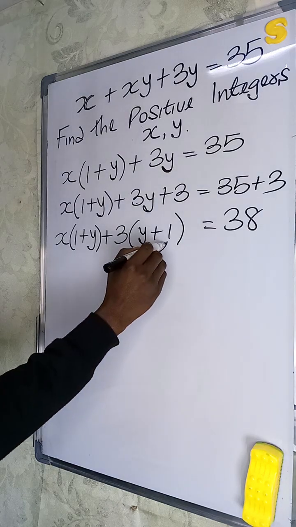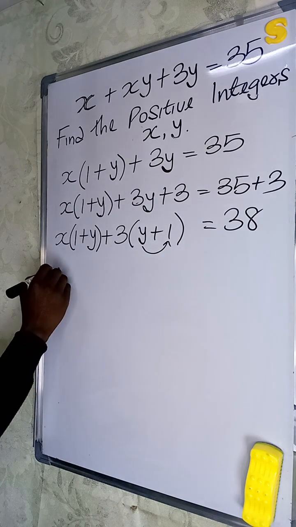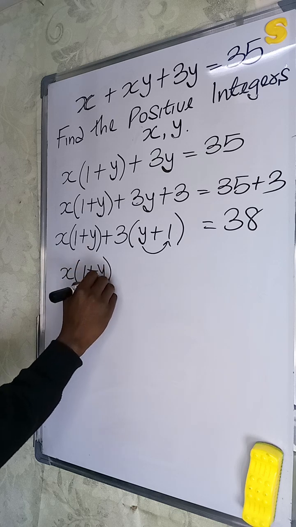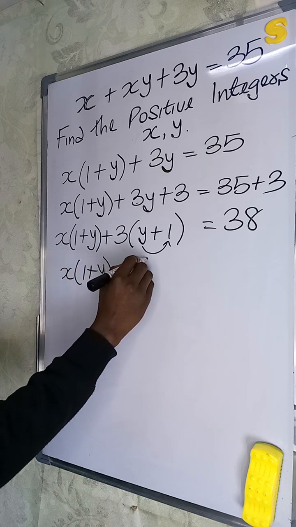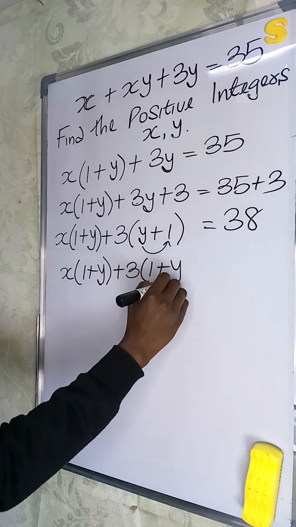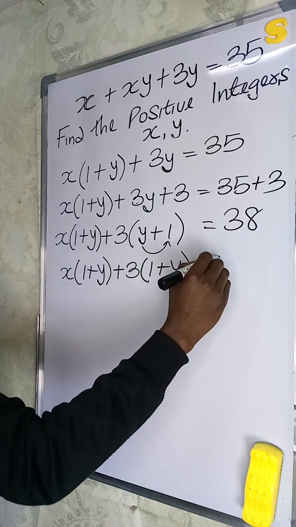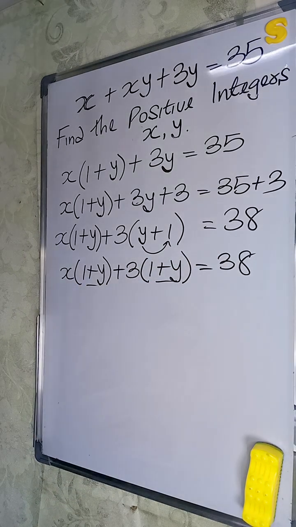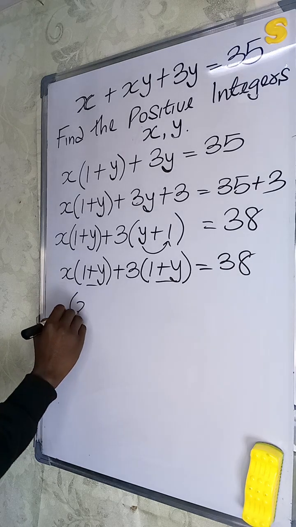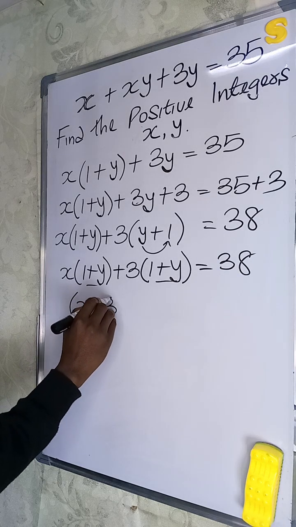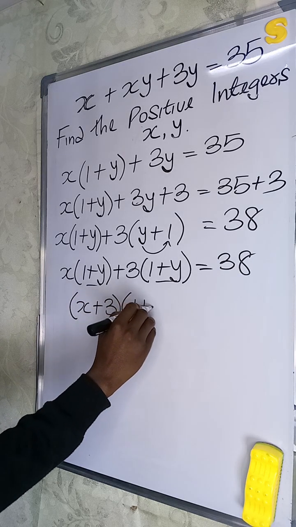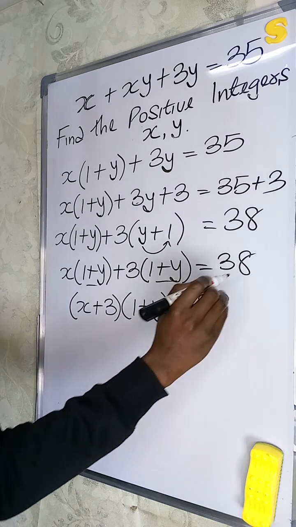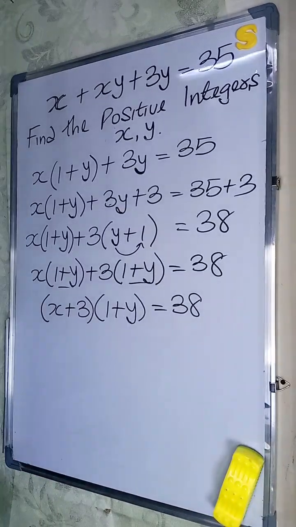So we have x times (1 plus y) plus 3 times (1 plus y) equal to 38. Now I have a common term, (1 plus y), which I can bring out. So we'll have (x plus 3) times (1 plus y), and this will be equal to 38. Great.